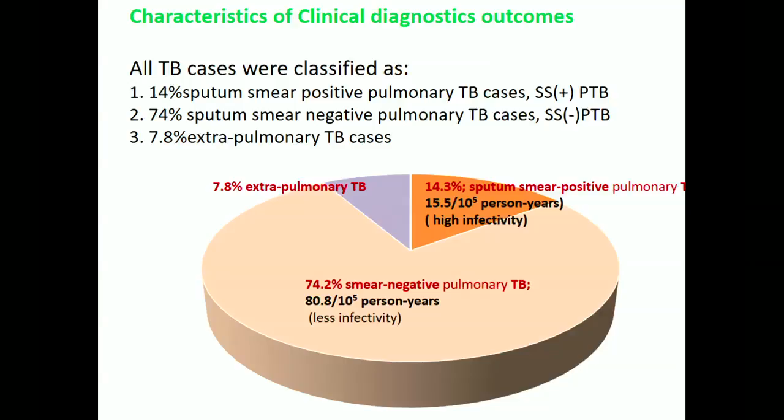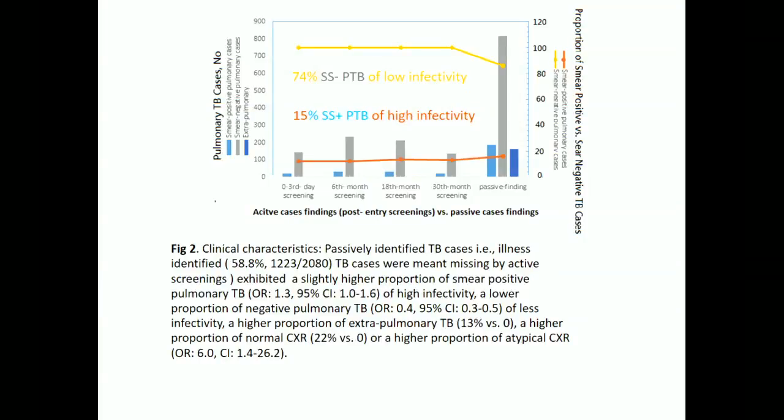This was the clinical diagnosis outcome. Most cases were sputum smear negative pulmonary TB cases, encompassing 74%. This demonstrates the clinical characteristics of passively identified cases, with a slightly higher odds ratio of smear positive cases.